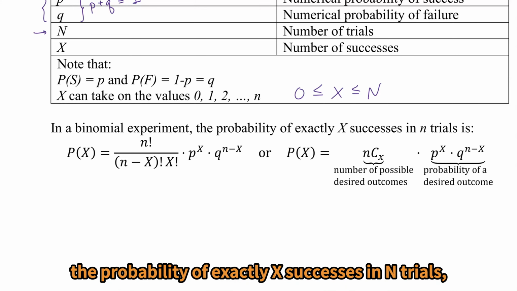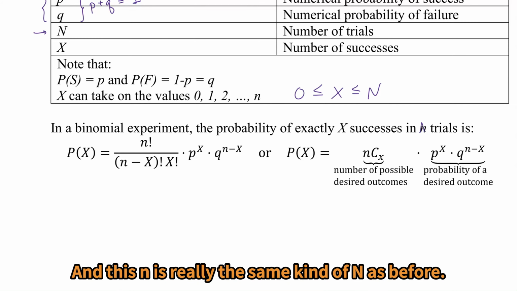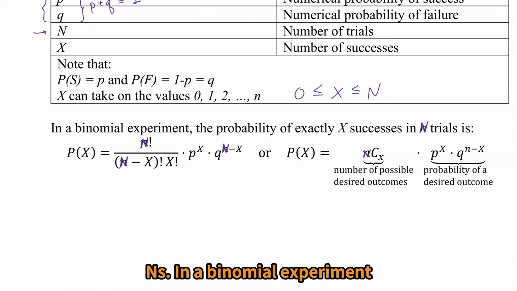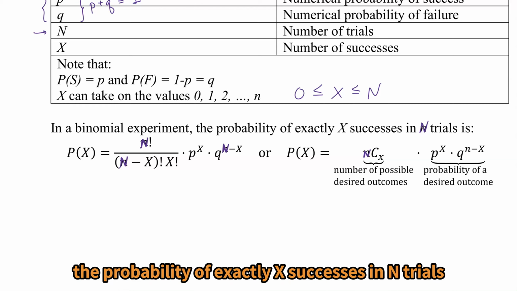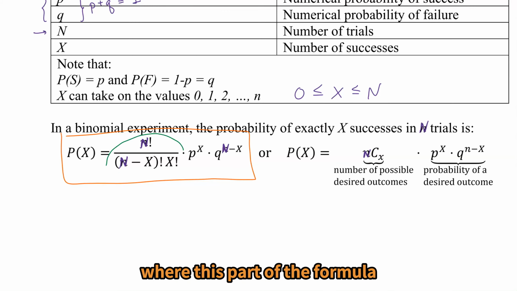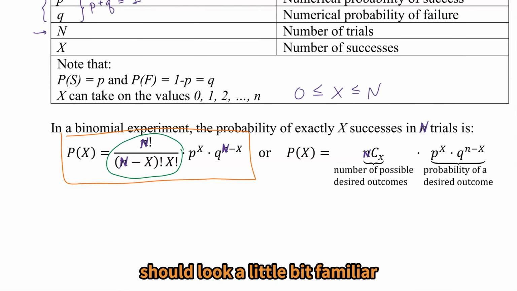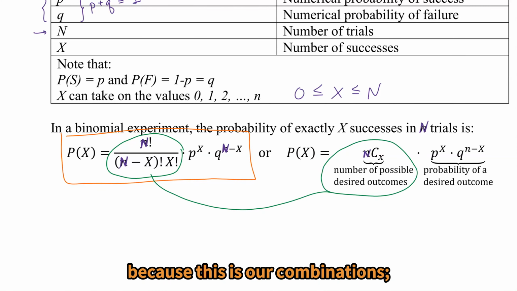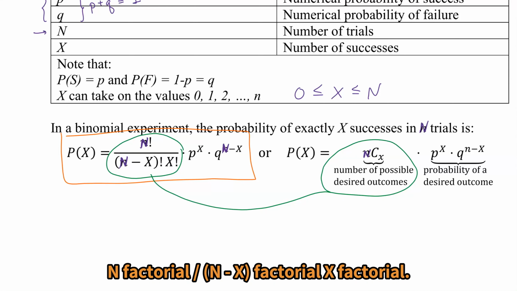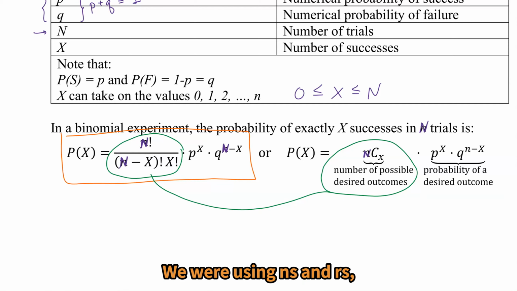In a binomial experiment, the probability of exactly X successes in N trials, and this N is really the same kind of N as before. We'll make our notation stay the same. These are capital N's. In a binomial experiment, the probability of exactly X successes in N trials is given by this formula, where this part of the formula should look a little bit familiar because this is our combinations. This piece is our formula for combinations, n factorial divided by n minus x factorial. We were using n's and r's, but it's the same formula. We just replaced the r's with x's.